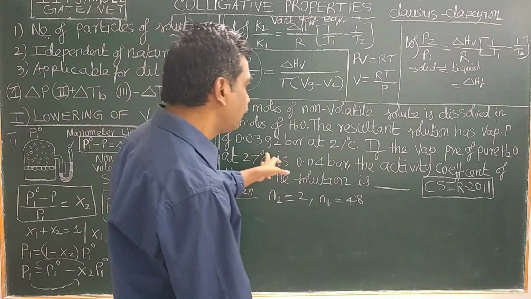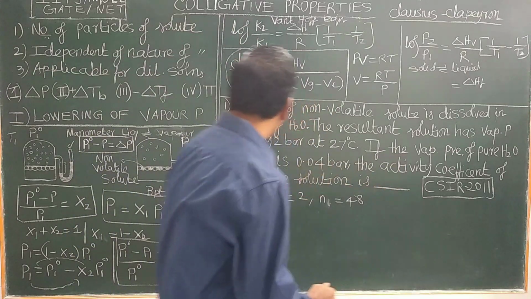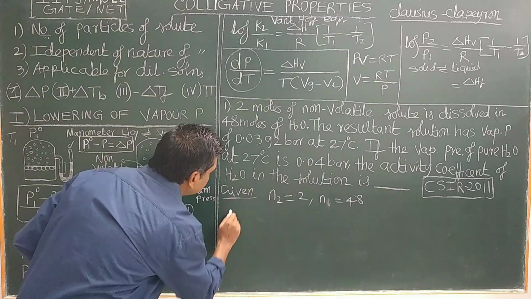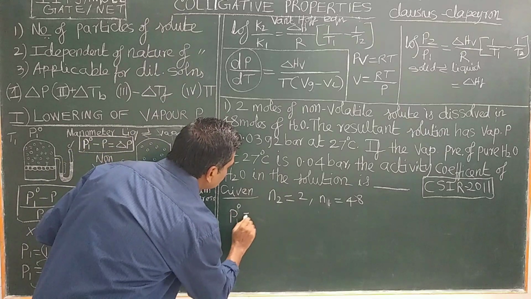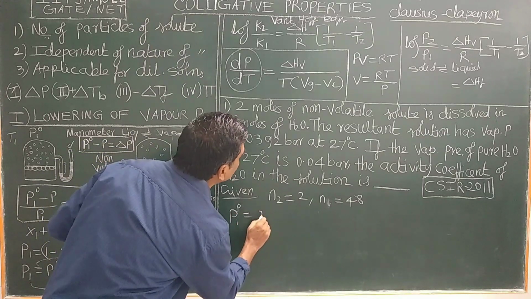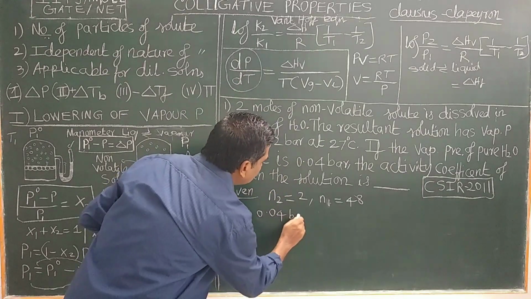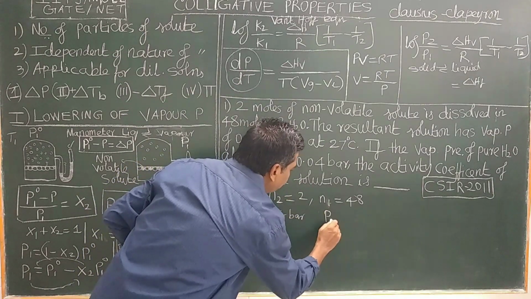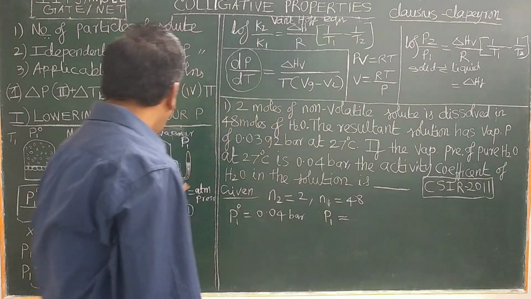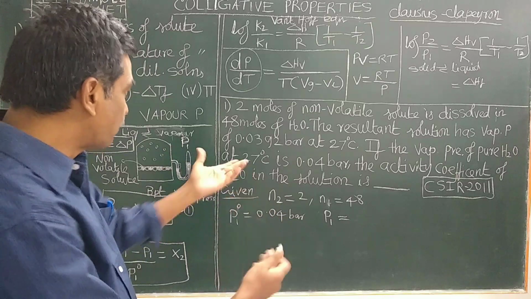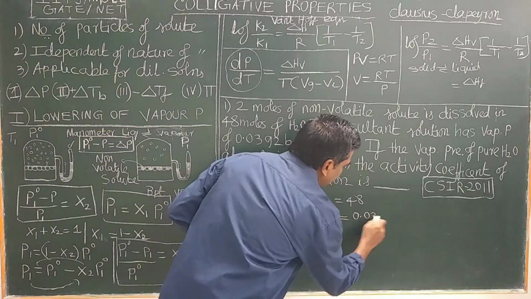Now, what is given? The vapor pressure of pure water, the saturated vapor pressure, that is P1 naught, is given. P1 naught is equal to 0.04 bar. And P1 in the solution: they added 2 moles of non-volatile solute. Therefore, the vapor pressure decreases. You see, the vapor pressure is decreased to 0.392.